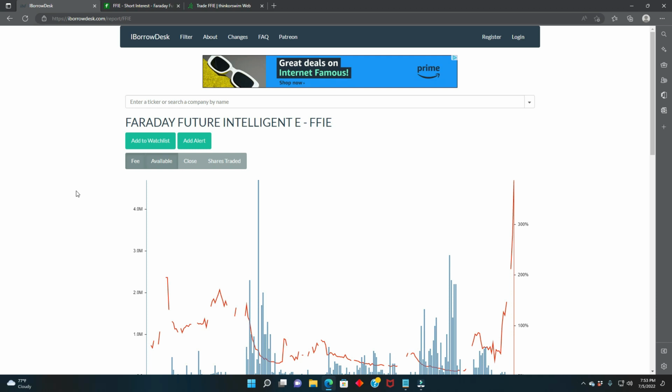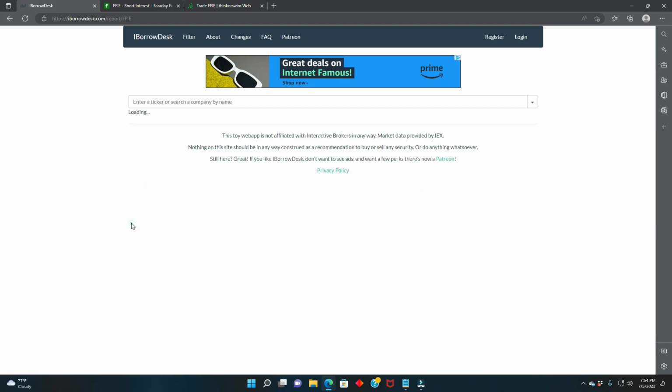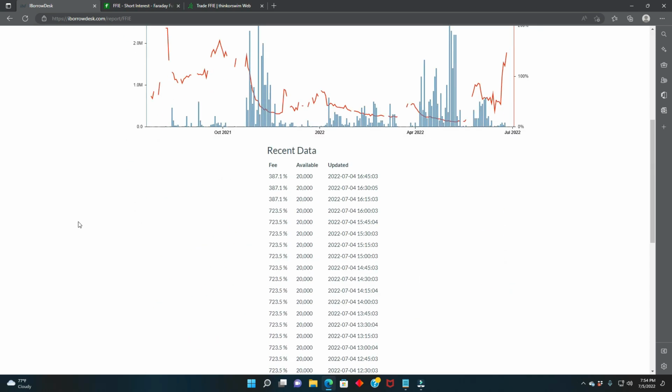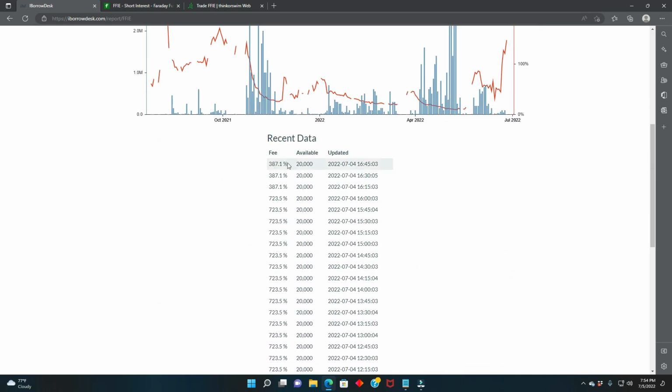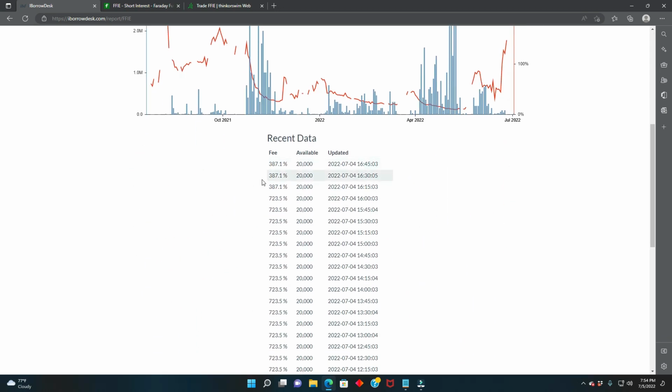But anyway, so you'll go to iBorrowDesk and you'll look, and if you see something that you like, right now the highest fee or the highest cost to borrow is GSEI, with 75,000 shares available to short still. But like I said, I'm just going to use this one here as an example. So we'll click on it, and if you scroll down, it'll tell you right here the fee to borrow. So after you look at iBorrowDesk, you click on the ticker that you're interested in.